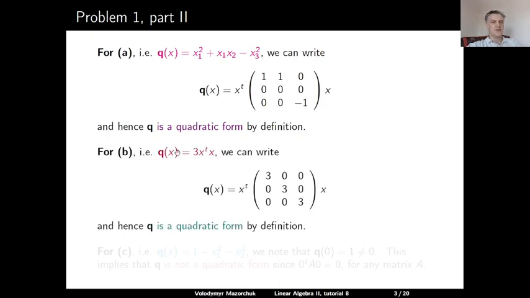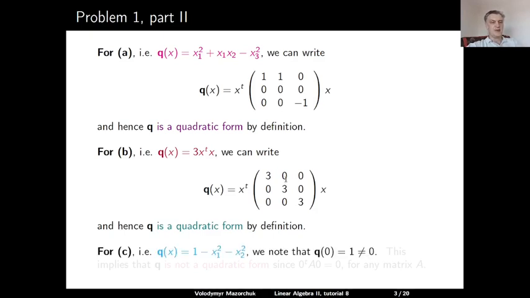For question B, this is when Q of x is equal to 3x transposed times x. We can write Q of x as x transposed times 3 times the identity matrix times x. This expression is obviously equal to 3 times x transposed times x, because scalar matrices commute with all other matrices. Therefore, this Q is also a quadratic form by definition.